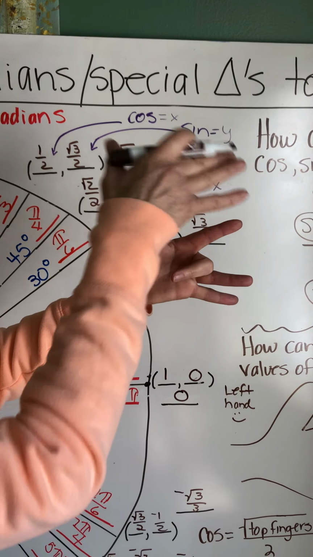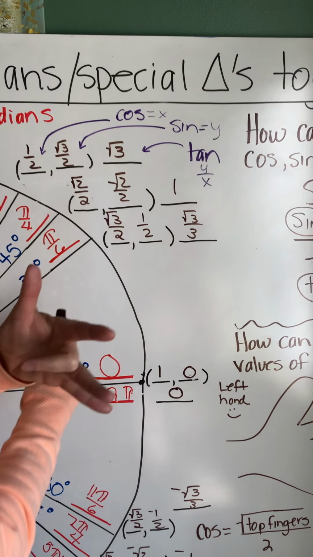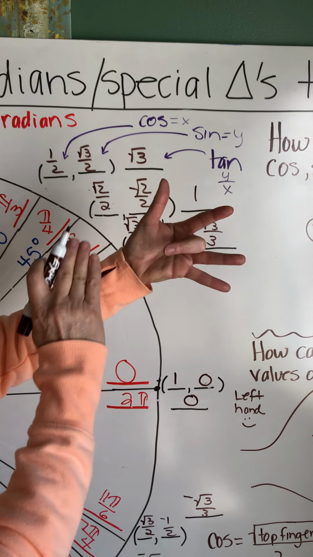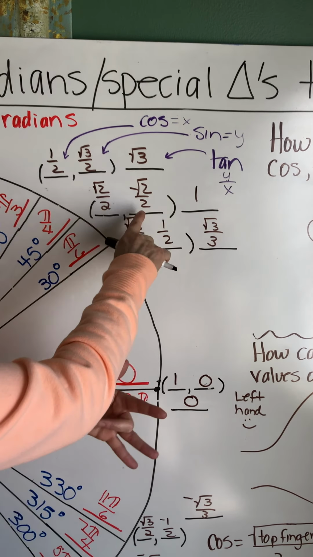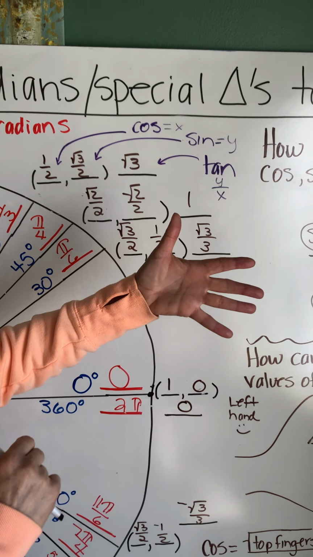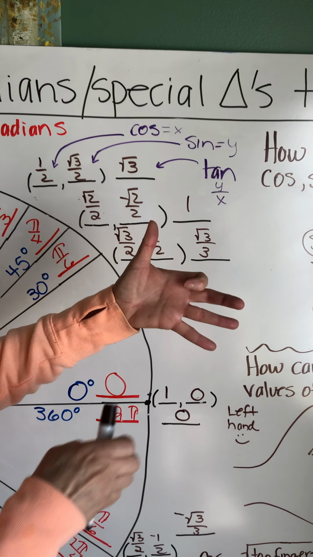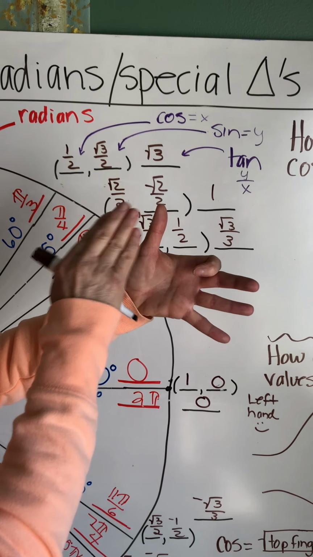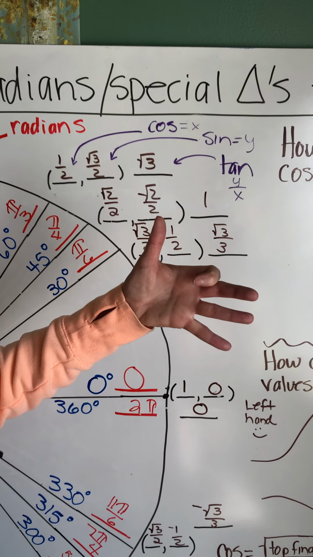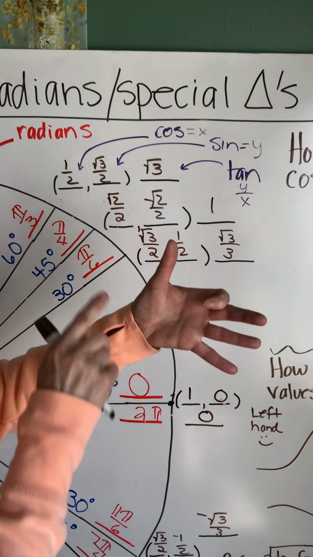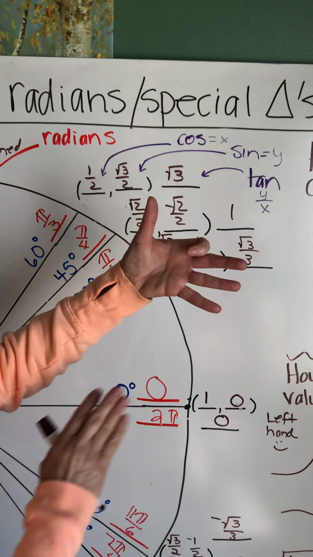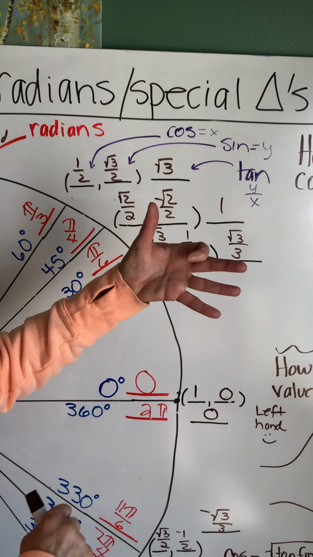Cosine is the square root of 2 over 2. There it is. Notice sine is the same: square root of 2 over 2. Let's go to pi over 3. We put that finger in. Cosine: the square root of the top fingers divided by 2. The square root of 1 is 1 over 2, 1/2. Sine is the bottom fingers: the square root of 3 divided by 2.